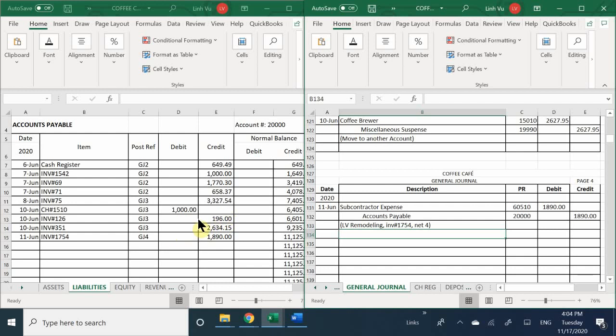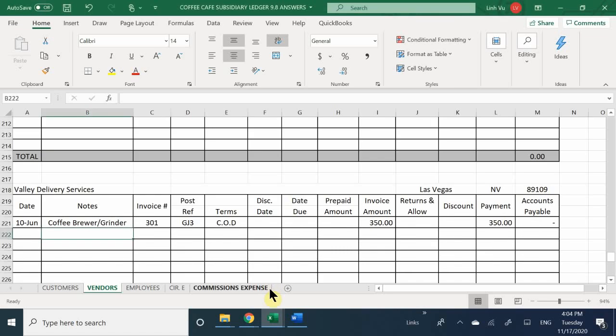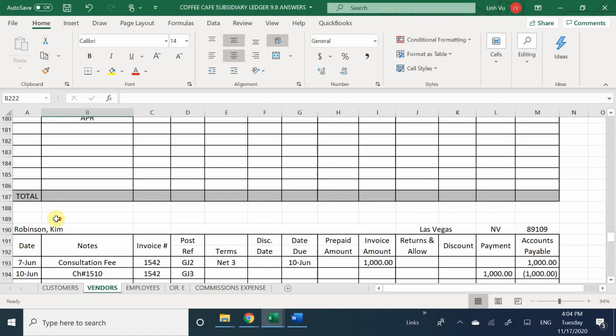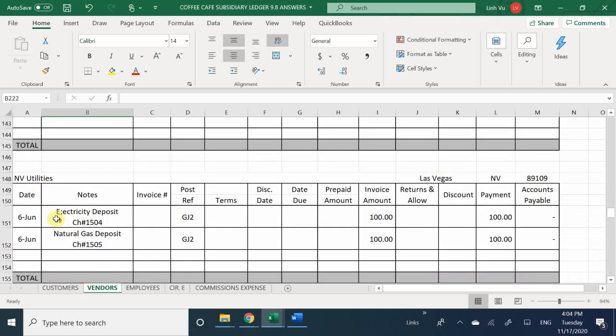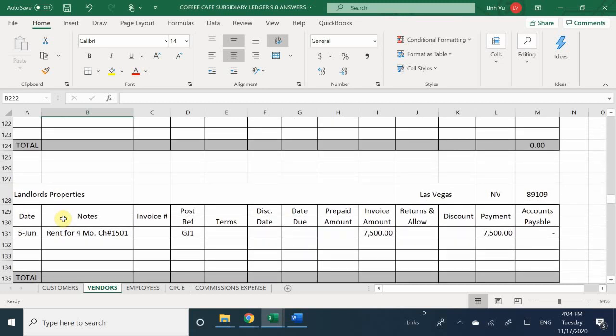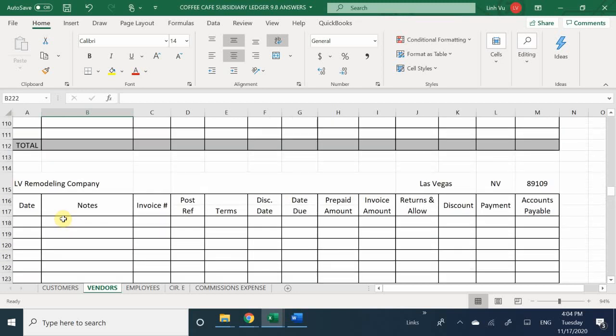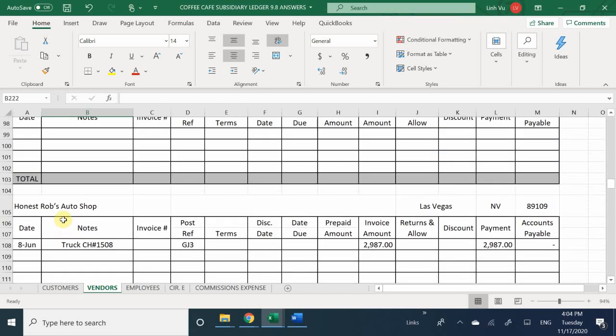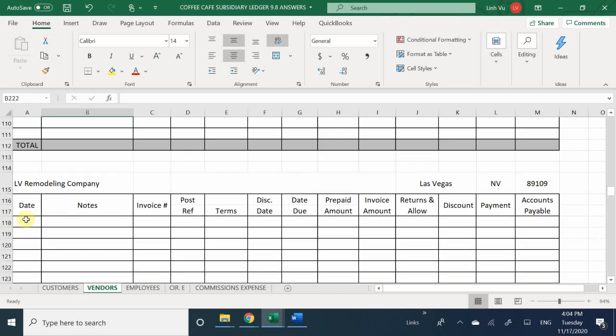Now that we've placed my subcontractor expense and my accounts payable, let's go ahead and update my subsidiary ledger. All right, so this is LV Remodeling. So I have a few L's in here. I have Las Vegas. I have Landlord. I have LV Remodeling Company. Good, I found it. LV Remodeling Company. So again, 6/11 is when we received the bill. What is my note here? Again, I'm going to go ahead and write interior design.